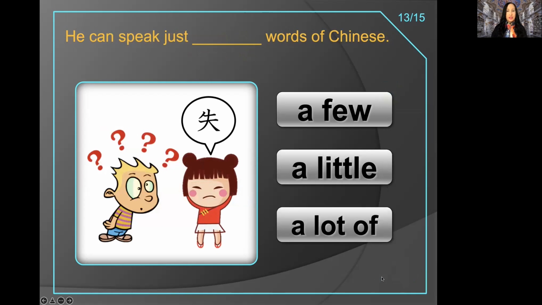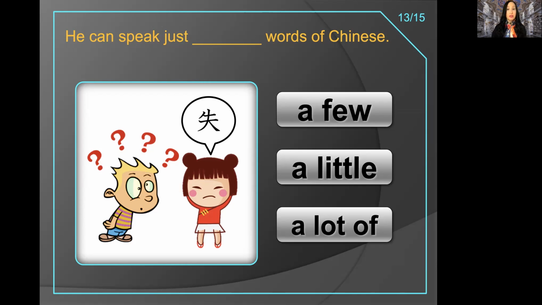All right, now this might get a little tricky, so look at the picture. We're getting a little harder here. He can speak just blank words of Chinese. He can speak just, remember the word just, a few words of Chinese, just a little words of Chinese, just a lot of words of Chinese. Now, if you don't remember the word just and what it means, go back to my lesson on the word just, okay? So you have to understand what just means first before you can answer this question. But if you do, then this should be a little bit easier for you.